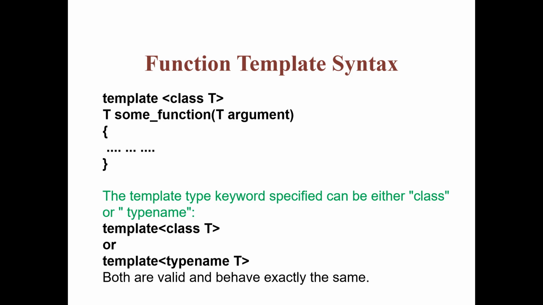So we can see the function template syntax. It starts with template and class T. Then T some function, T with argument. The template type keyword can be either class or typename. So here we can give the class name or we can give the typename also. Both will work.